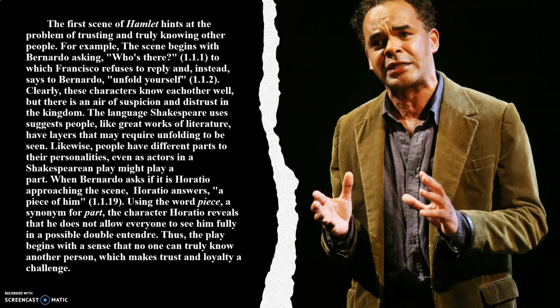Using the word piece, a synonym for part, the character Horatio reveals that he does not allow everyone to see him fully in a possible double entendre. Thus, the play begins with a sense that no one can truly know another person, which makes trust and loyalty a challenge. So again, I have deleted or omitted the end punctuation here and put it after my parenthetical citation.